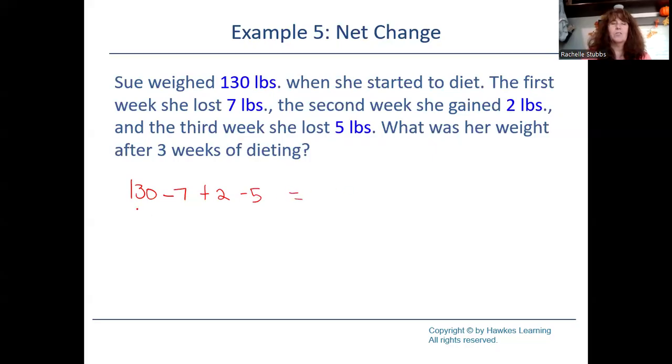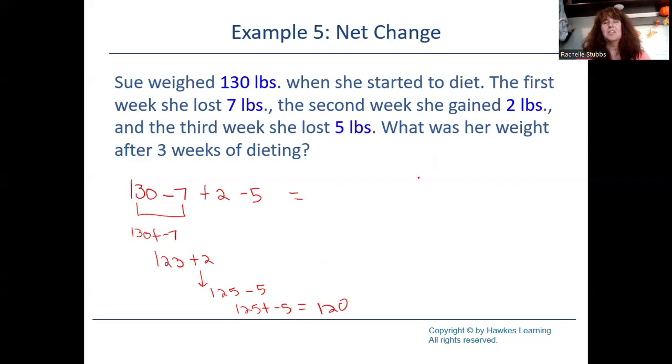So we could just do this first problem because with addition and subtraction, we work from left to right. 130 minus 7, we could rewrite that as 130 plus a negative 7, which is going to give us 123. And then plus 2, we can just keep that. That gives us 125. And then minus 5, we'll rewrite that as addition. And we end up with 120.